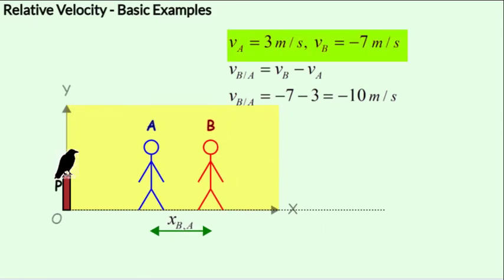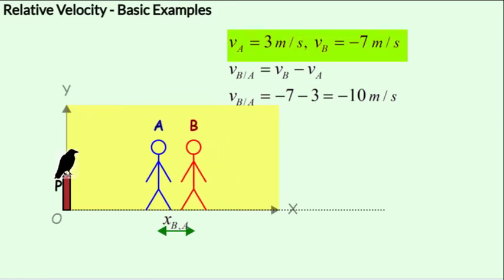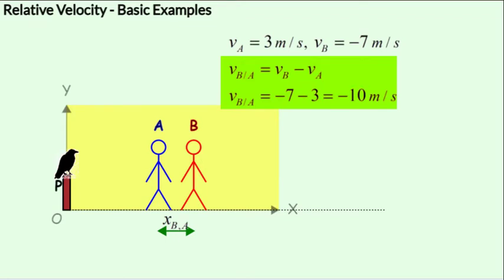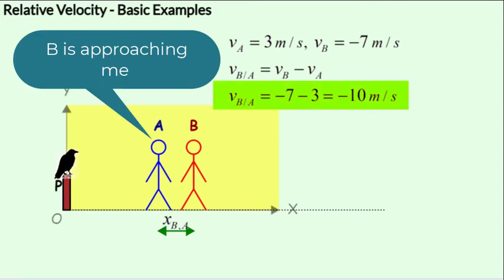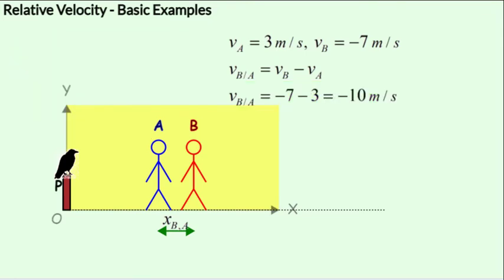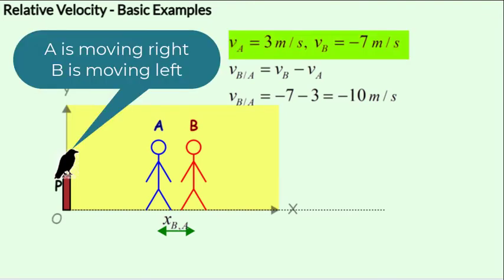Now A moves to the right at 3 meters per second and B moves towards the left at 7 meters per second. And from the formula, VB minus VA will be minus 10 meters per second. Now let's get to A's perspective. From A's perspective, A is at rest. Therefore, he feels that B is moving towards him in the negative x direction with a velocity of 10 meters per second. But the bird, as the observer, sees A moving to the right at 3 meters per second, whereas B is moving to the left at 7 meters per second.